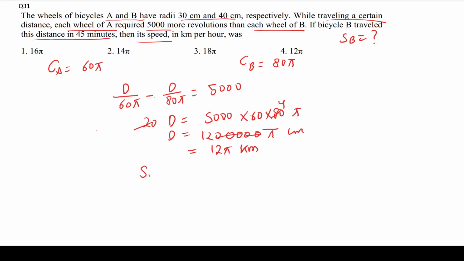Now the speed of B will be total distance upon time. Time is 45 minutes, that means 3 by 4 hour. So speed will be 16 pi.